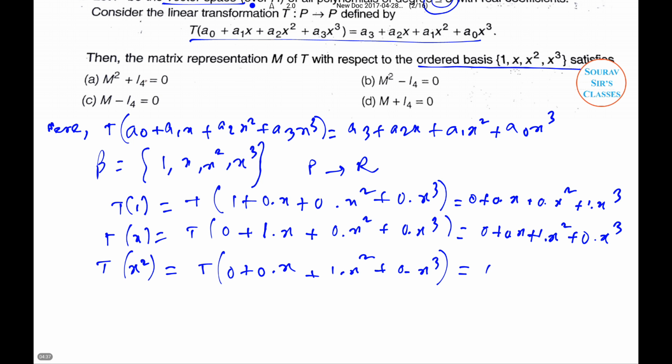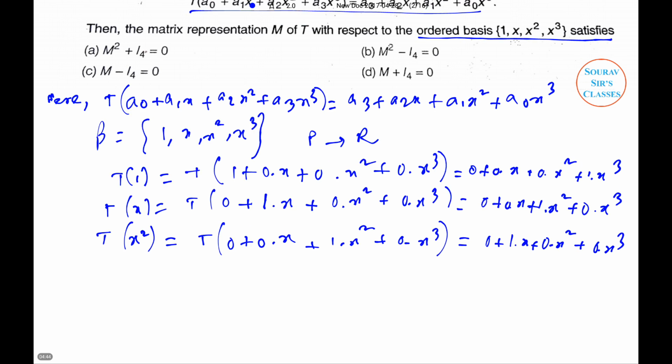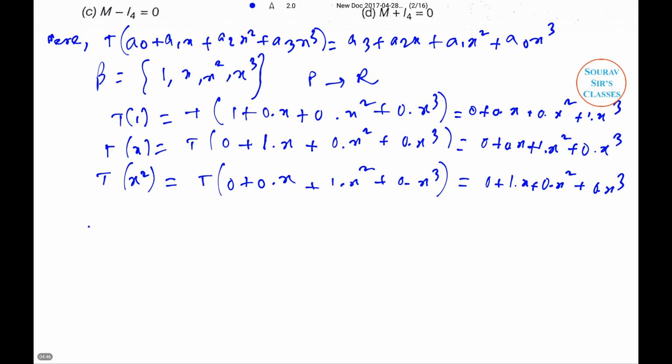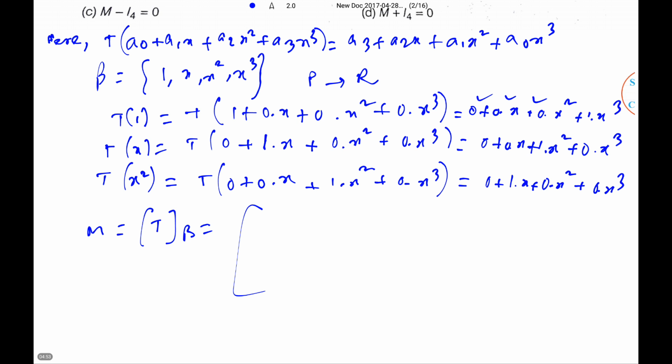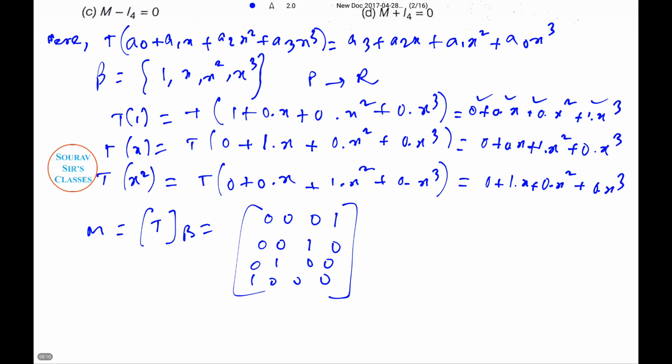See, the approach of this kind of questions is immensely important. If you get it in the very first go, you will be the winner. So in that way you can also find T of x cube, and we can form that matrix, that is T of beta. This will look like the coefficients 0, 0, 0, 1, 0, 0, 1, 0, and here it is 0, 1, 0, 0, and 1, 0, 0, 0.